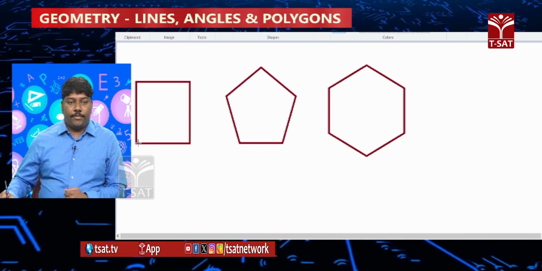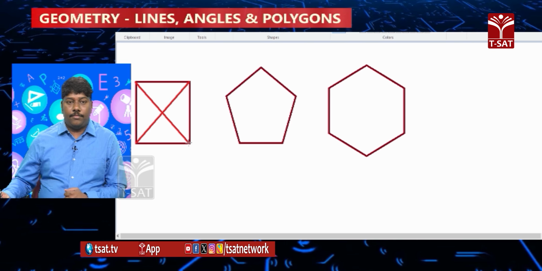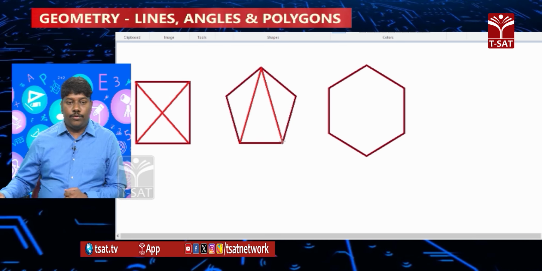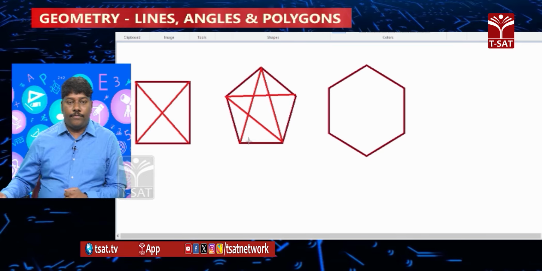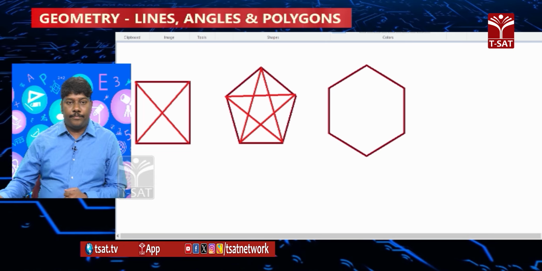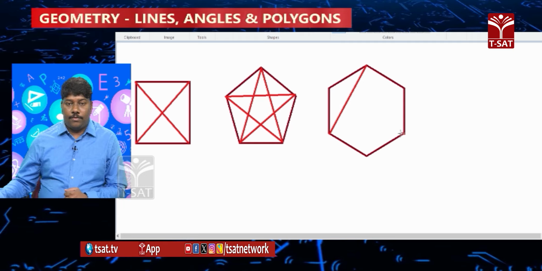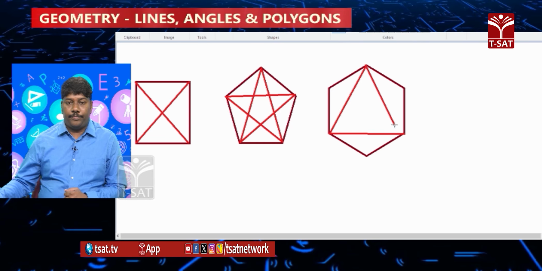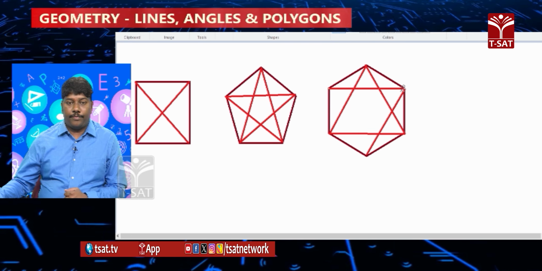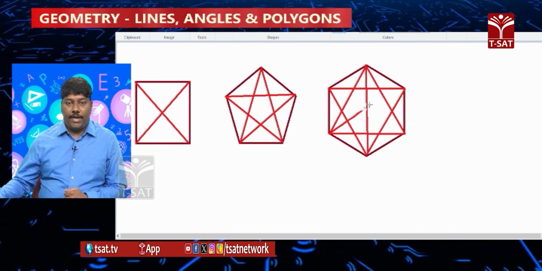Number of diagonals in case of a square: join opposite vertices, there are 2. In case of a pentagon, 1, 2, 3, 4, 5. So there are 5 vertices, 5 diagonals. In case of a hexagon, 1, 2, 3, 4, 5, 6, 7, 8, 9.